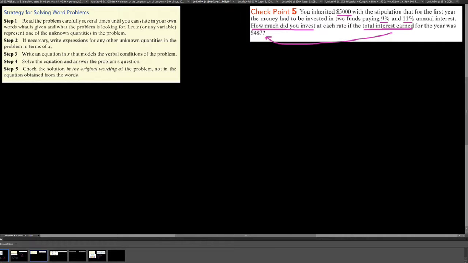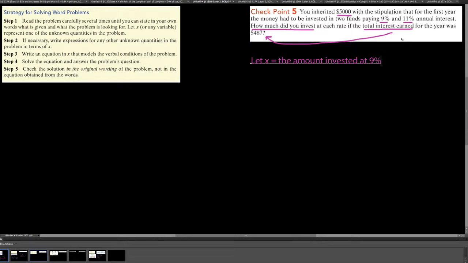So the first thing that we always do is we choose a quantity that we're trying to find to be represented by a variable, in this case x. When you want to determine this, one way to do it is to look at the last sentence. It usually asks you what you're looking for. So we say, how much did you invest at each rate? We have two different rates here, 9% and 11%. Let's pick one of those to be represented by x. Just because 9% came first, I'm going to choose that. We say let x equal the amount invested at 9%, okay?